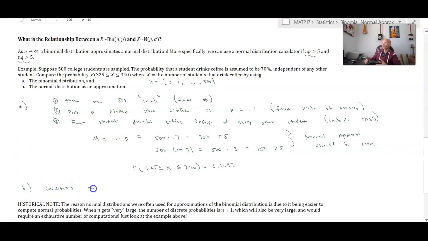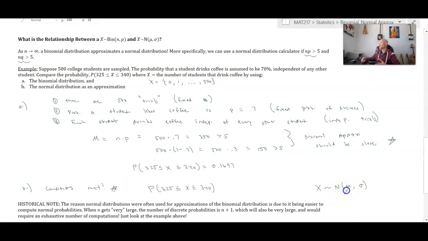Conditions met. We should always check these before doing this, and we've met the conditions right up here. Let's star this. Now we still want to compute the probability that between 325 and 340 students report drinking coffee out of the 500. But how are we going to do this? Because now X is approximately normally distributed with mean mu and standard deviation sigma. We need to know those values in order to plot this normal distribution.